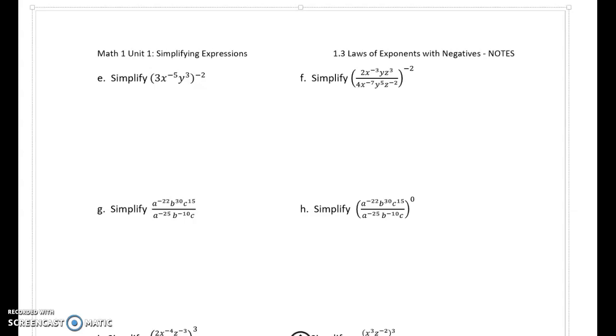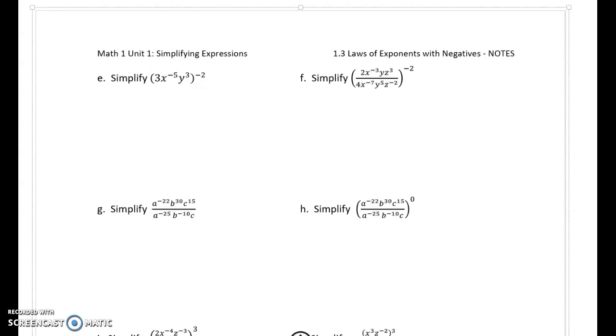All right, so here we're going to go through several examples of problems where we're going to be using more than one rule. So it's not just negative exponents, right? We could be using that product to a power rule. We can be using that quotient rule, right? We could be using all three rules in one problem.